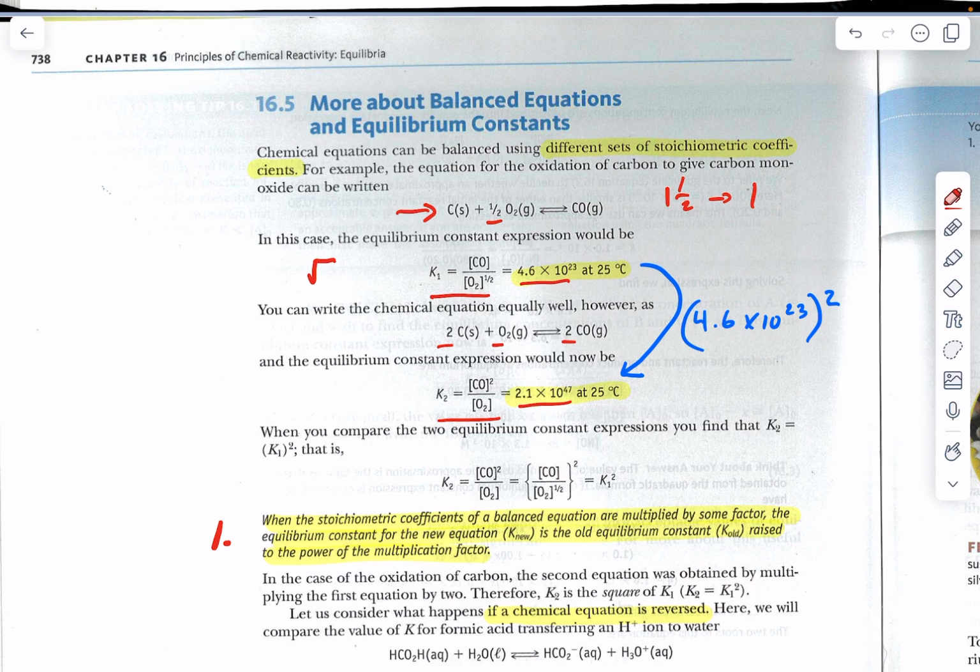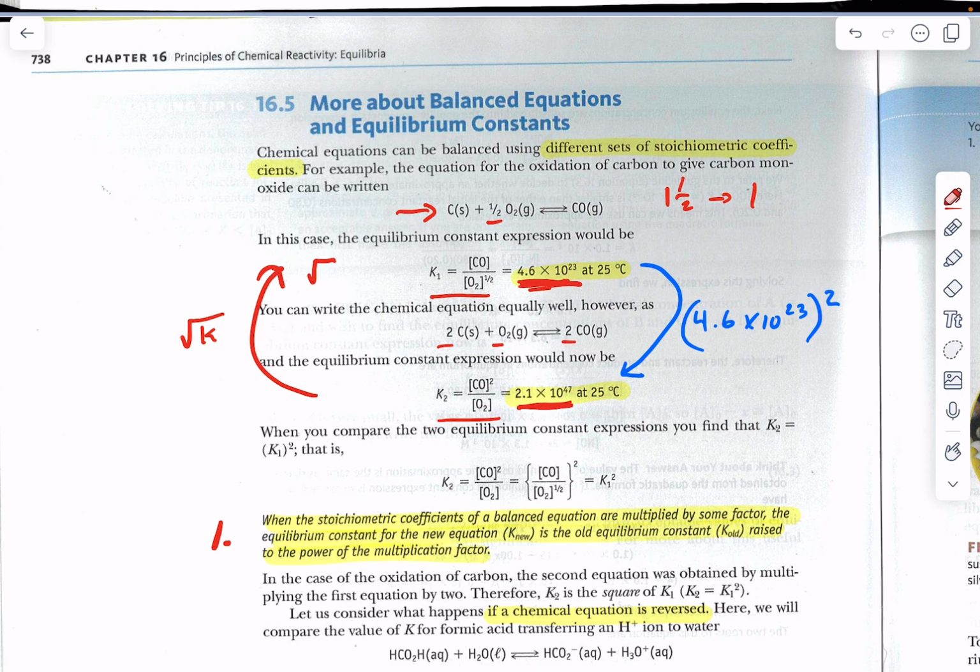Now, if you inspect these numbers a little bit, you would recognize that this number right here, when you square it, actually gives you this number right here. And so the rule is anytime you double the coefficients in a balanced equation, you're going to have to square the equilibrium constant. The reverse, of course, would also be true in that if you were to cut all of the coefficients in half, you would take the square root of K in order to find the new value of K when you cut all the coefficients in half.